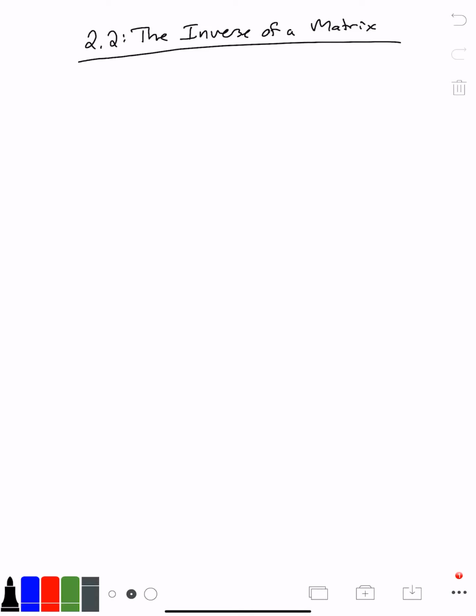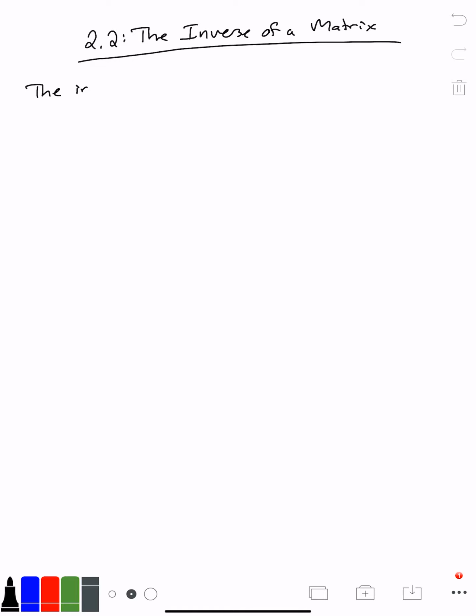Okay, so there is one more matrix operation that we didn't do in section 2.1, and that is the inverse of a matrix, and it's so involved that it got its own section here. So first off, let's try to talk about the definition here.